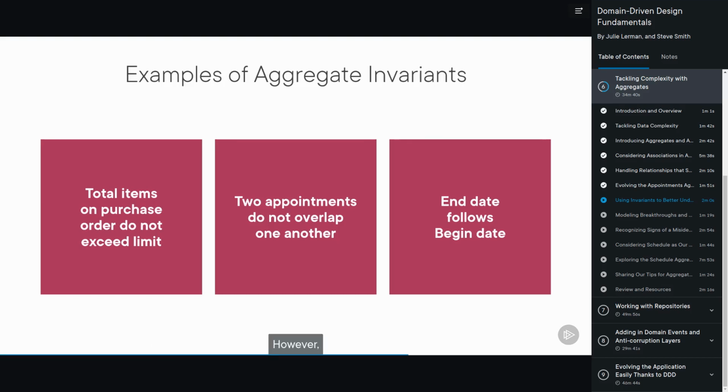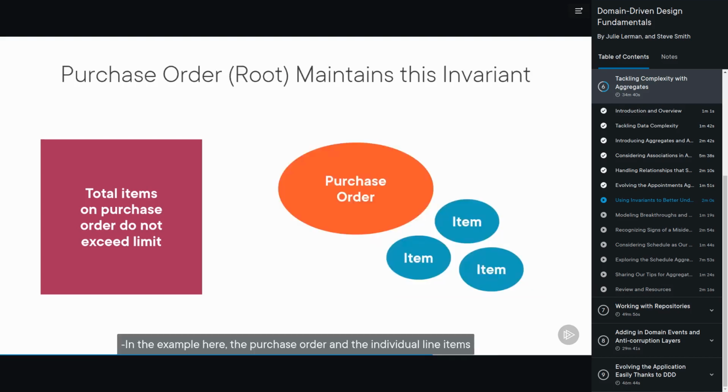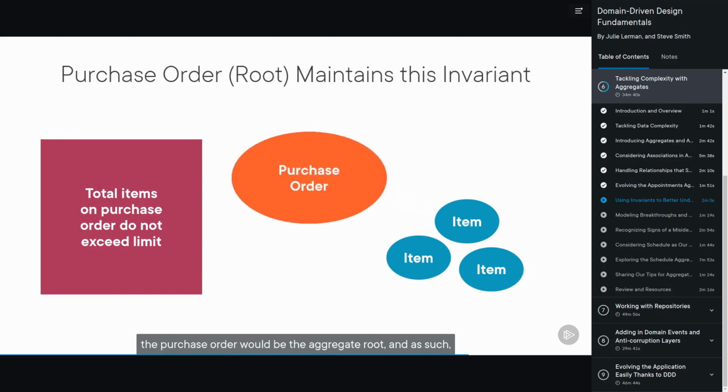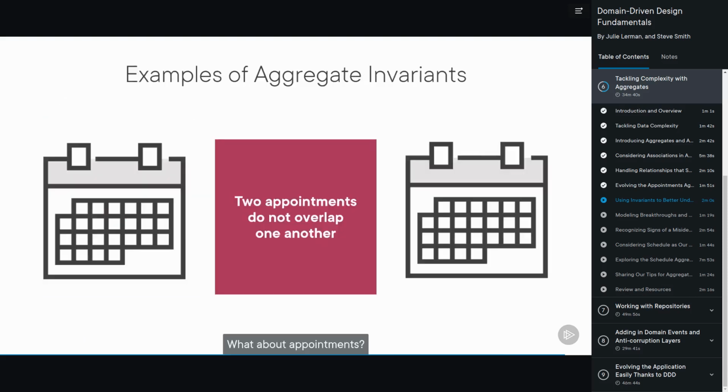However, sometimes the invariants involve how multiple objects relate to one another. In the example here, the purchase order and the individual line items would most likely be modeled as separate objects. However, the purchase order would be the aggregate root, and as such, it would be responsible for verifying this invariant. The individual line items on the purchase order probably don't know anything about one another, nor should they. So it wouldn't make sense to put the responsibility for enforcing this invariant in the line item object. What about appointments? How does one appointment know whether it overlaps another?